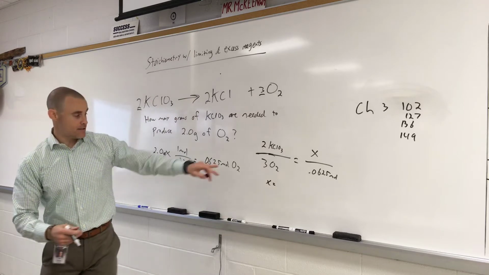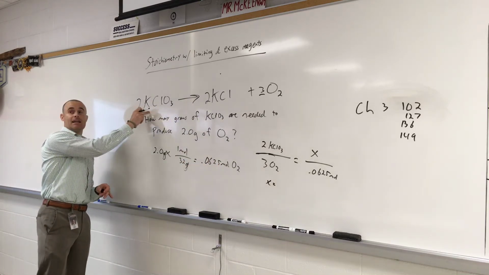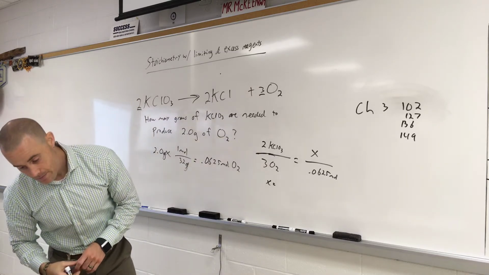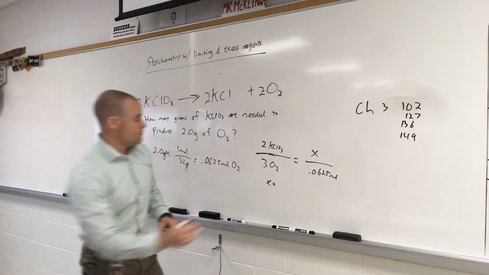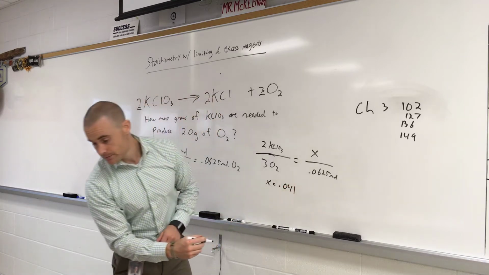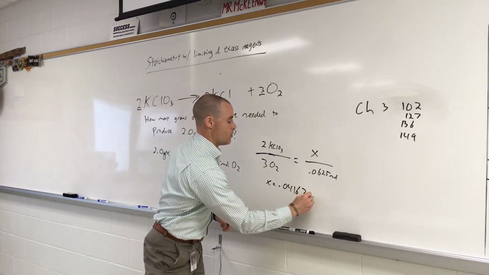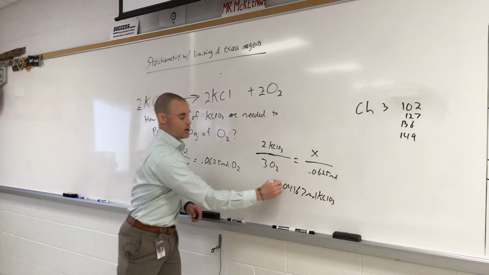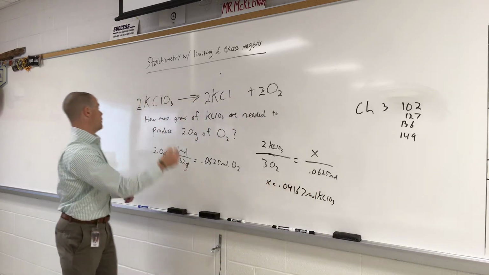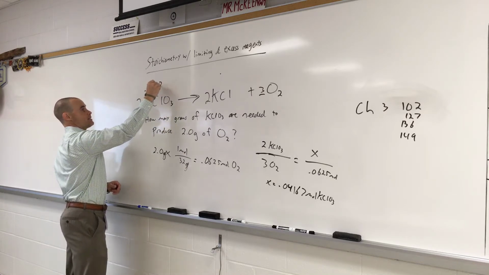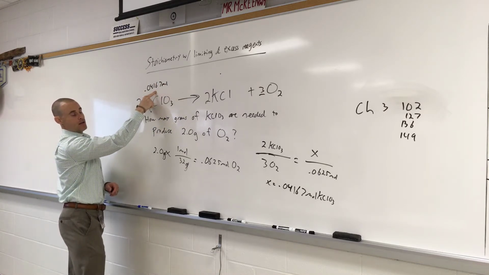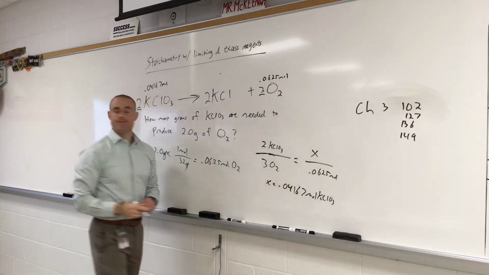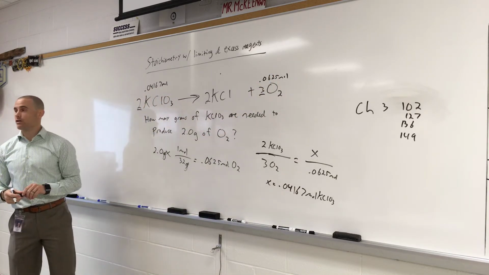So I cross multiply and divide. This number's telling me how many moles of this I need. I don't need 2. I need way less than 2. I need 0.04167 moles of KClO3. So 0.04167 moles of this will produce 0.0625 moles of that. Why? Because that's a 2 to 3 ratio.